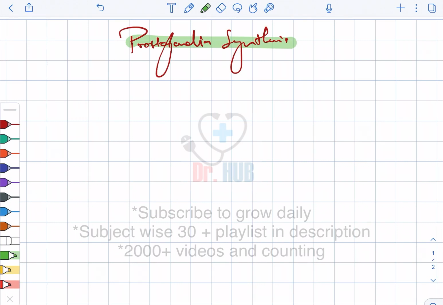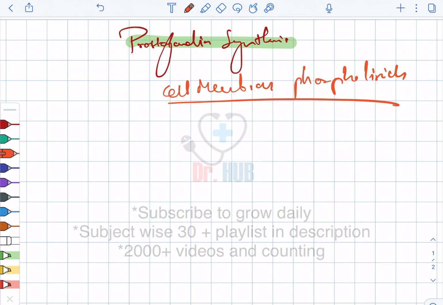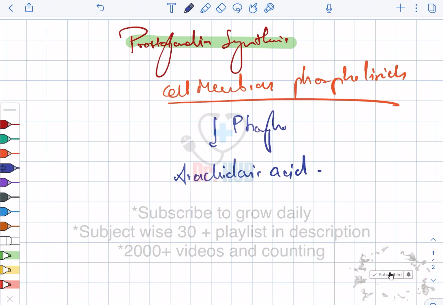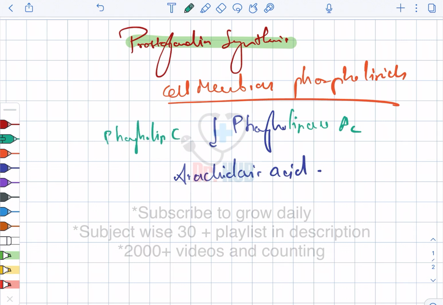Prostaglandin synthesis. Firstly, it begins with the cell membrane phospholipids. The next step is the formation of arachidonic acid. In between this step, there is involvement of phospholipase A2 as well as phospholipase C. This step is inhibited by the steroids.